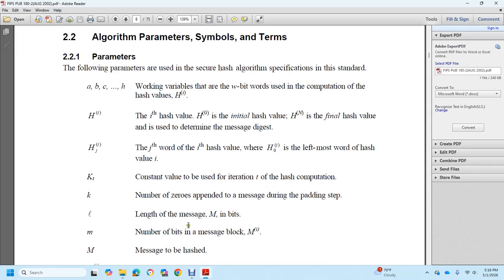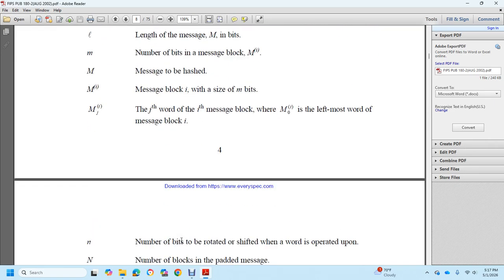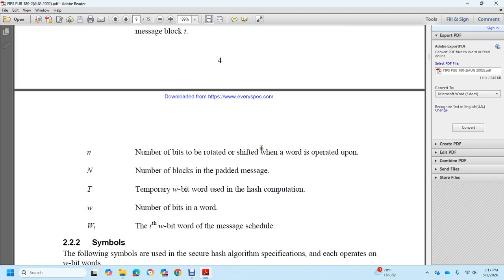l: length of the message M, in bits. m: number of bits in a message block, M(i). M: message to be hashed. M(i): message block i, with a size of m bits. M(i)j: the j-th word of the i-th message block, where M(i)0 is the left-most word of message block i. n: number of bits to be rotated or shifted when a word is operated upon. N: number of blocks in the padded message. T: temporary w-bit word used in the hash computation. w: number of bits in a word. W(t): the t-th w-bit word of the message schedule.